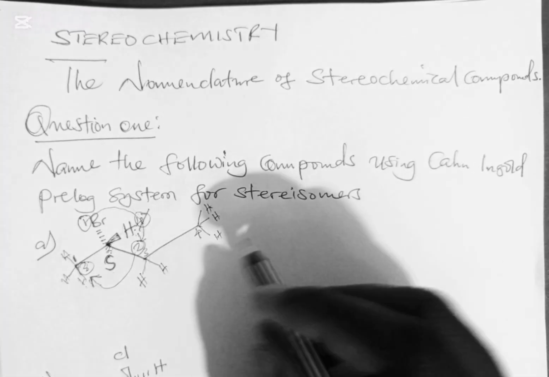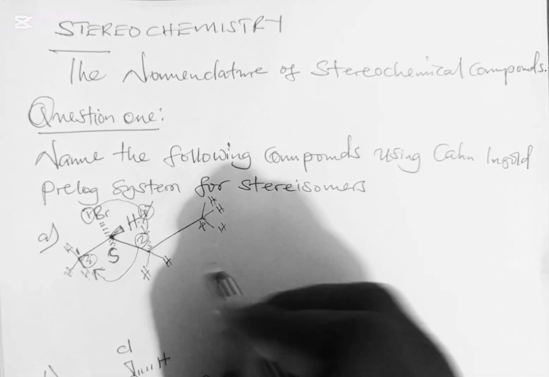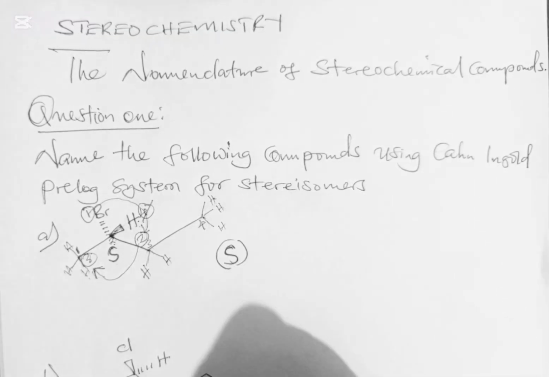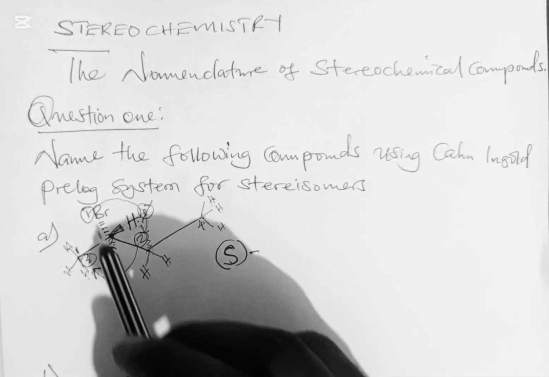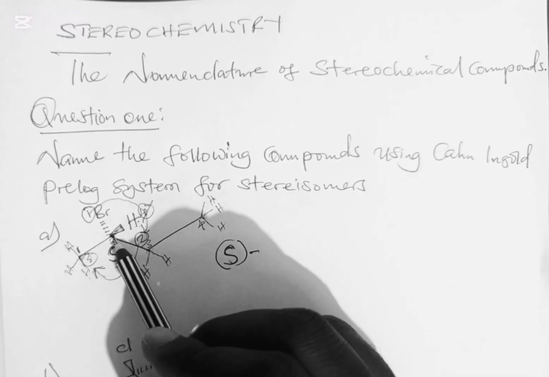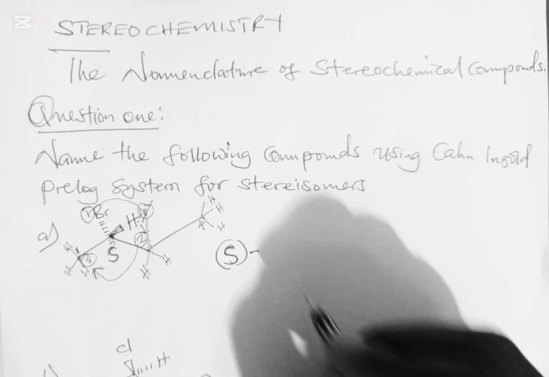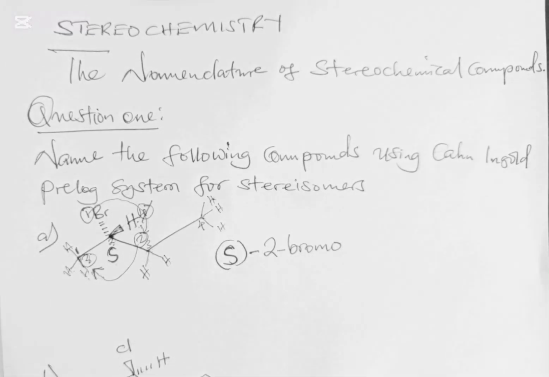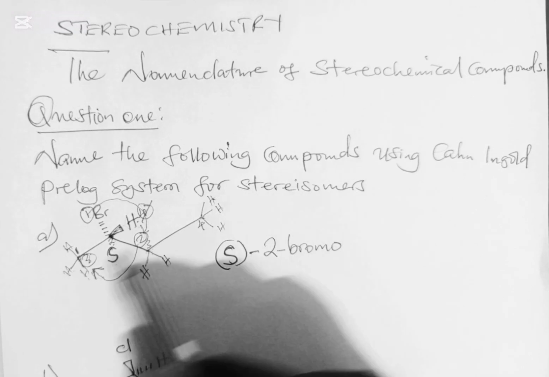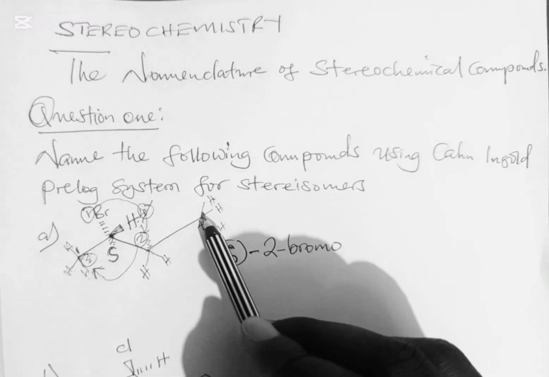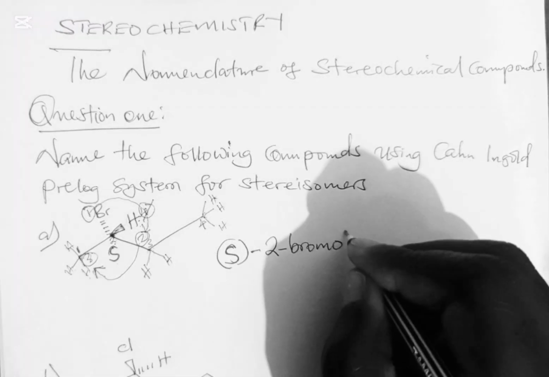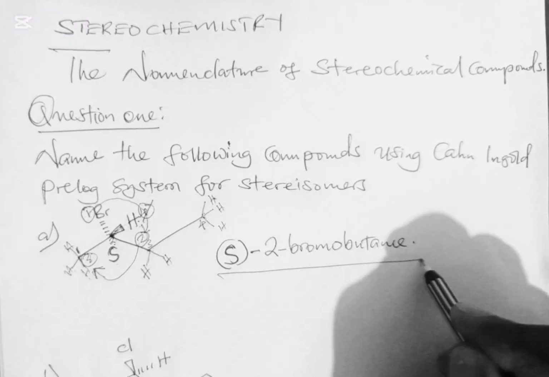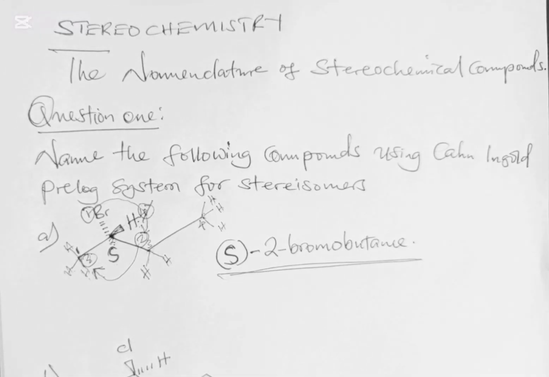Now, before that, therefore the name is going to be, you start with the configuration, which is S in this case. You do it like this, and then you put a hyphen. Then what do you have on carbon 2? On carbon 2, we have a bromine. So you're going to say 2-bromo. Now, what is the name of the parent chain? The name of the parent chain is 1, 2, 3, 4. So it's butane. 2-bromobutane. So this is the name of this compound.